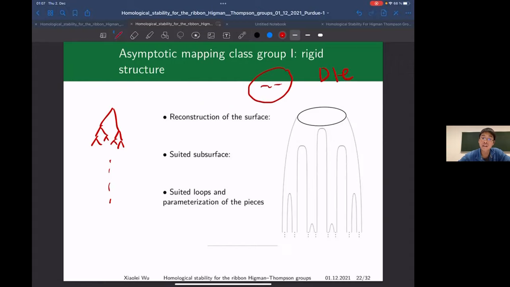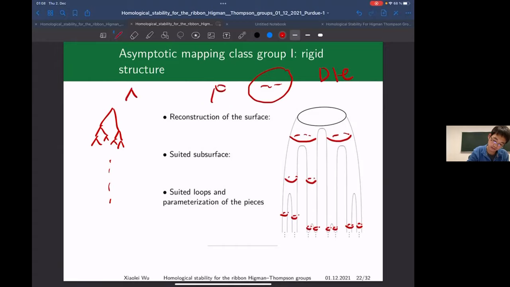So what I do is I first give a pants decomposition of the surface. That's the thing I'm doing here. And then this gives an infinite tree-like structure, because a pair of pants is kind of like a carrot, right? A carrot is like this. So then I have pants.